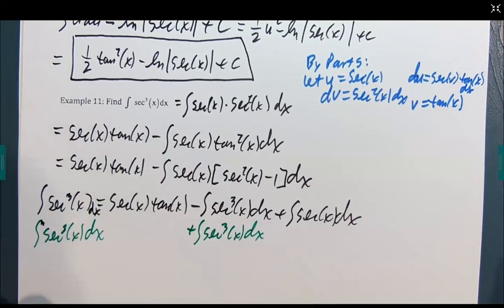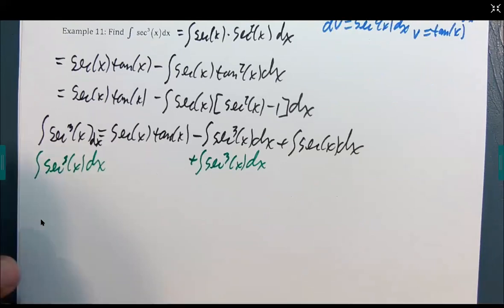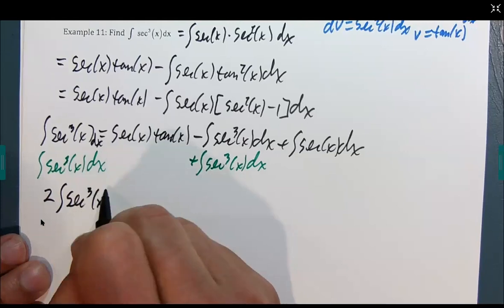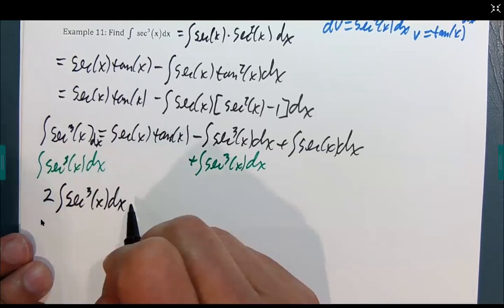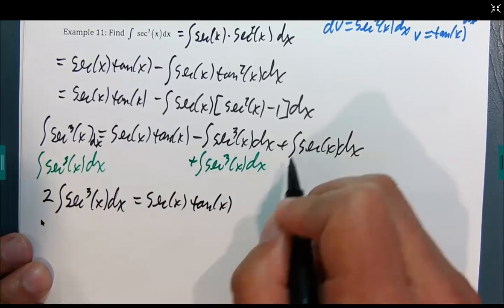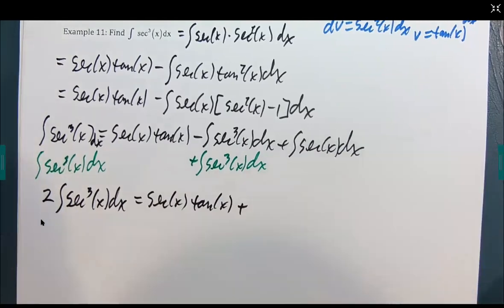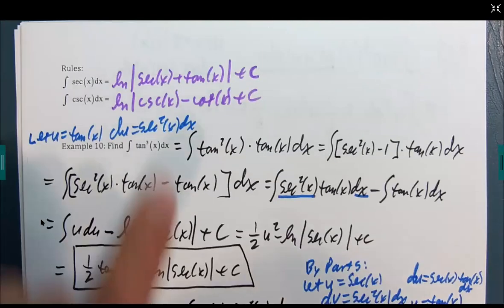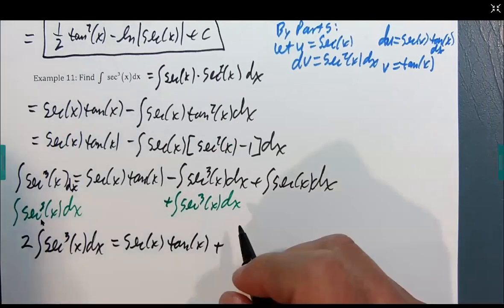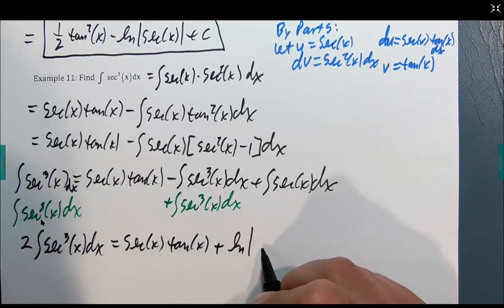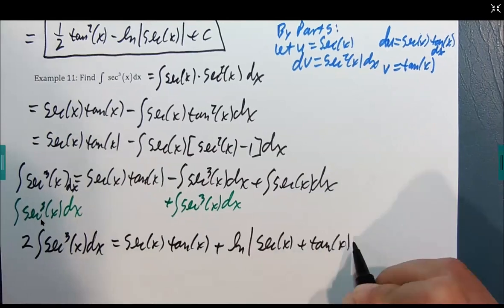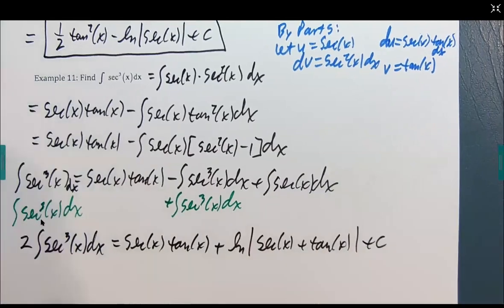And that is going to give me 2 times the integral of secant cubed x dx equals secant x tangent x plus, now the integral of secant we just did up here. I didn't derive it for you, but that's going to be ln, absolute value, of secant x plus tangent x plus c. And I'm going to use that plus c here.